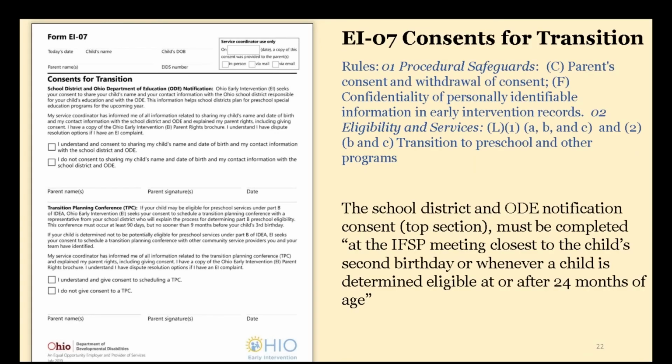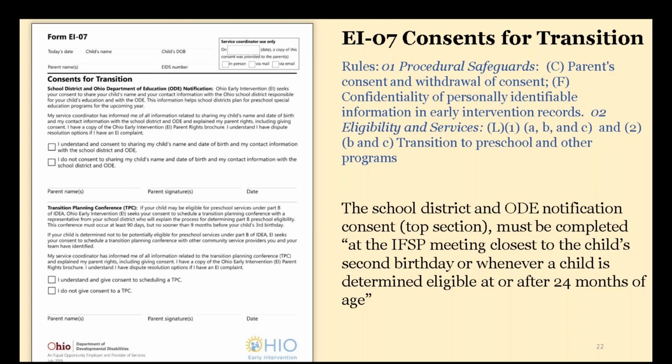So EI-07, this is the consents for transition, and you'll notice there are two different consents embedded in this page. All the requirements for the use of this form can be found in paragraph L of the Eligibility and Services Rule 5123-10-02. The school district and ODE notification consent, and that's the top section of the form, must be completed at the IFSP meeting closest to, before, the child's second birthday, or whenever a child is determined eligible at or after 24 months of age. That second part is for kids that come into the system later.